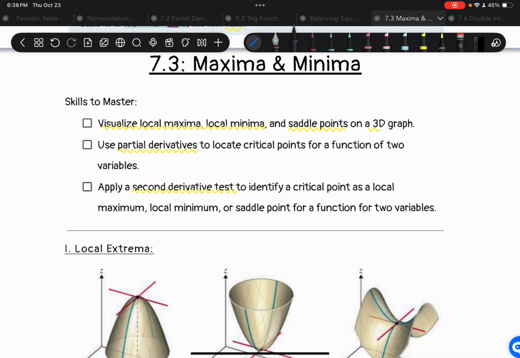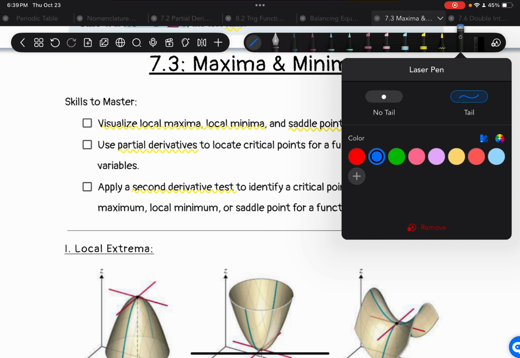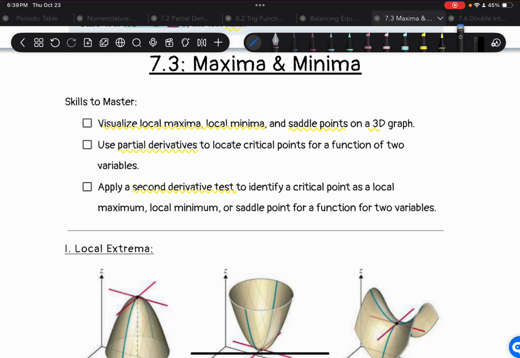Hi, I'm going to be making a review video for 7.3, finding the maxima and the minima. As you can see, we have 3 objectives, 3 skills to master.